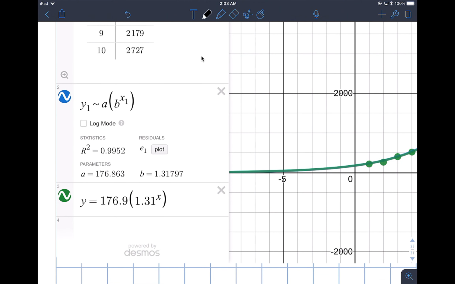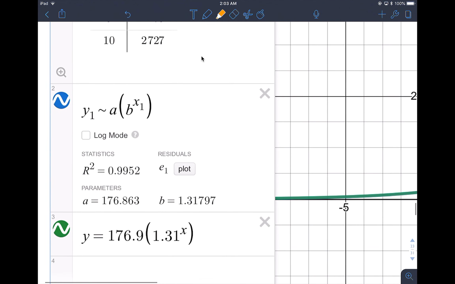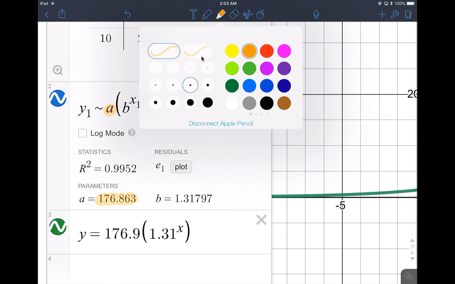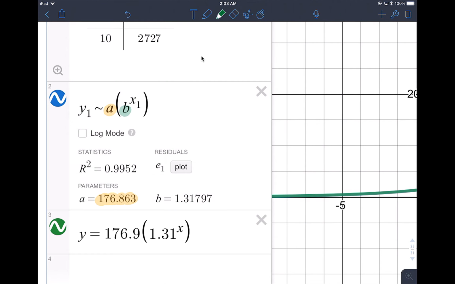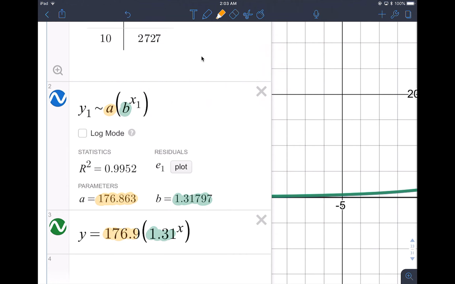So again, where did I get my a from? When I did my exponential regression, I saw what a is equal to. When I performed the exponential regression, I saw what b is equal to, and all I had to do was put it in here on my second line to come up with the function. So now I know what the function is.